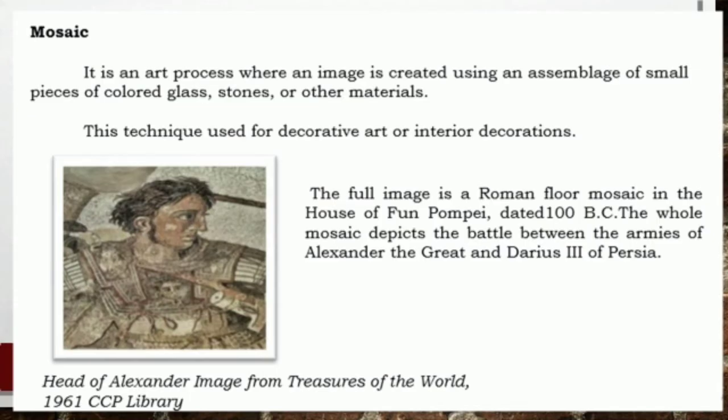The full image is a Roman floor mosaic in the House of the Faun, Pompeii, dated 100 BC. The whole mosaic depicts the battle between the armies of Alexander the Great and Darius III of Persia. This image is the head of Alexander, from Treasures of the World, 1961.